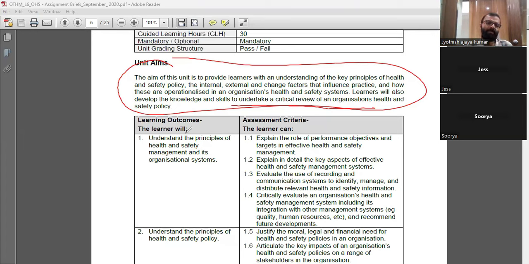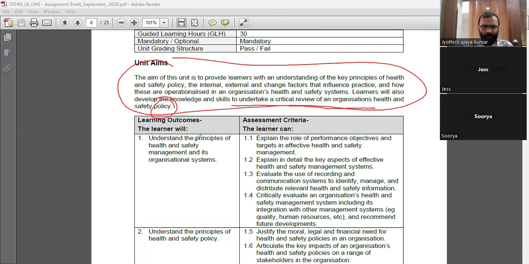See, here we will be basically dealing with the policy: how a policy is made, what the external factors are, all the factors that affect the policy, and how you have to review the policy. All those things we will understand. And based upon that, you have to make a task for the organization that you will select.